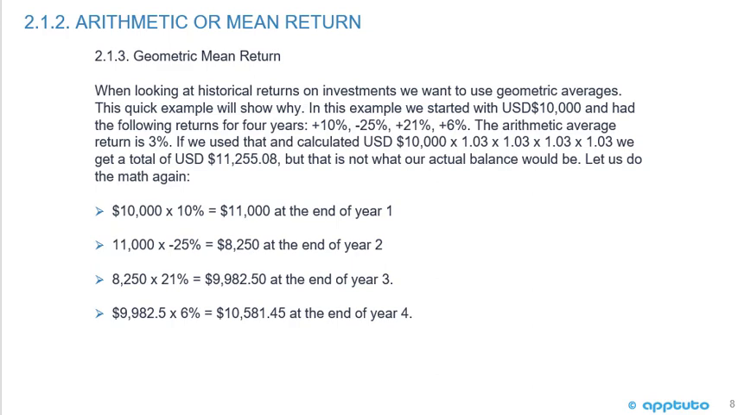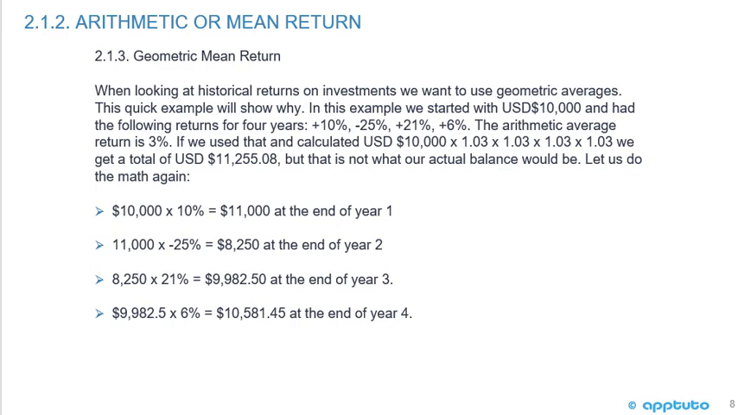So in this example, we start with US dollars 10,000, and we had the following returns for 4 years: plus 10%, minus 25%, plus 21%, plus 6%. So to do the arithmetic average, it's 3% return, the sum of the numbers divided by the count. If we use that and calculate it as 10,000 times 1.03 times 1.03 times 1.03 times 1.03 for the 4 years, we get a total of 11,255.